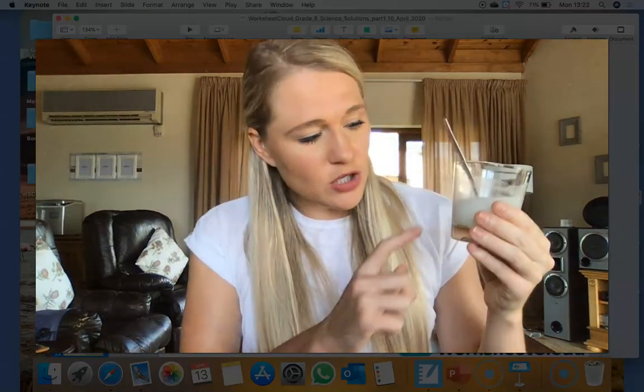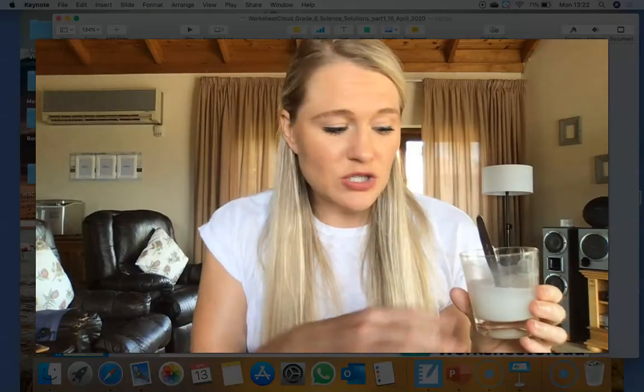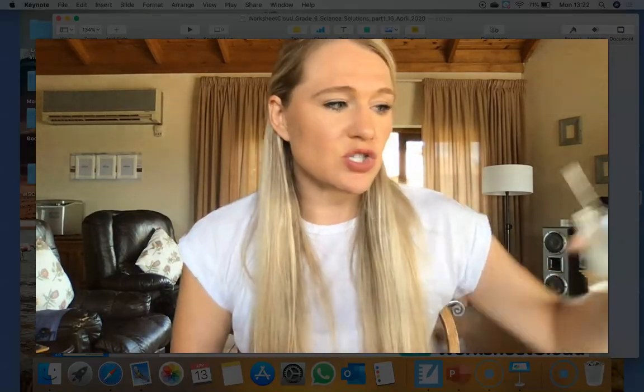At the moment, it looks cloudy because it is suspended. It's almost like it hangs in the solution. But if you give it time, it eventually starts to sink, and it starts to sink to the bottom of your glass. So flour, we can say, is insoluble.